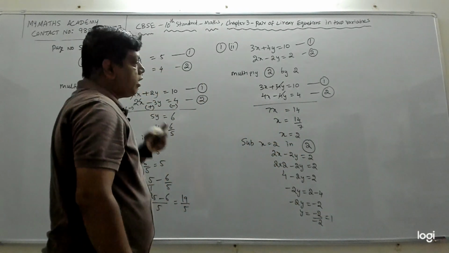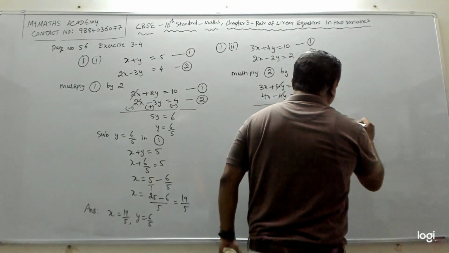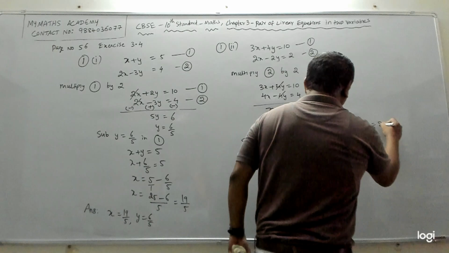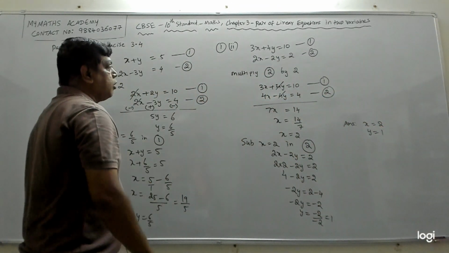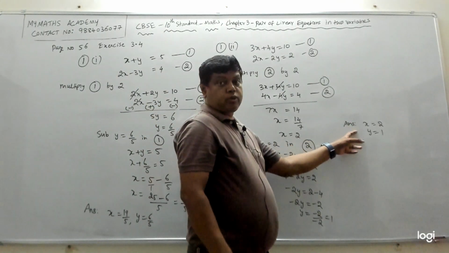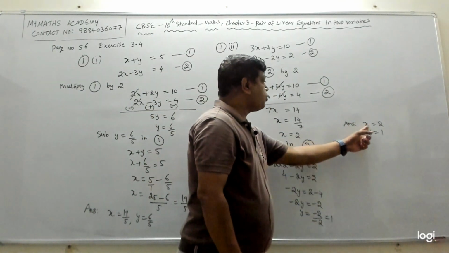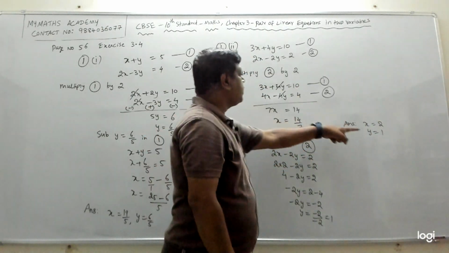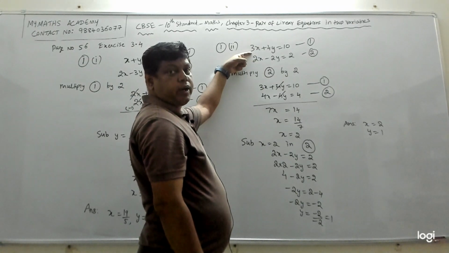So what have we got? The answer is, I'll write the answer here. So the answer is x is equal to 2 and y is equal to 1 is the solution. Now if you substitute here, just make sure that the answer is right. You can do the verification as a rough work. What you do is substitute x is equal to 2 and y is equal to 1 in the first equation. If I substitute x is equal to 2, what do I get?